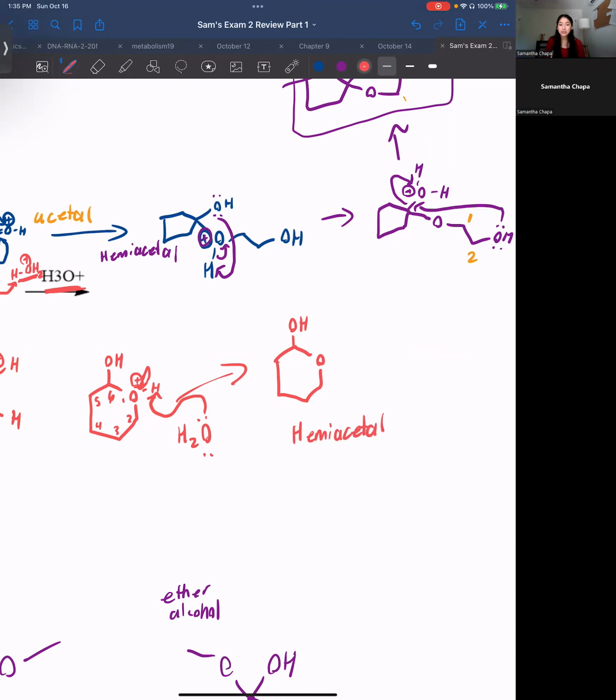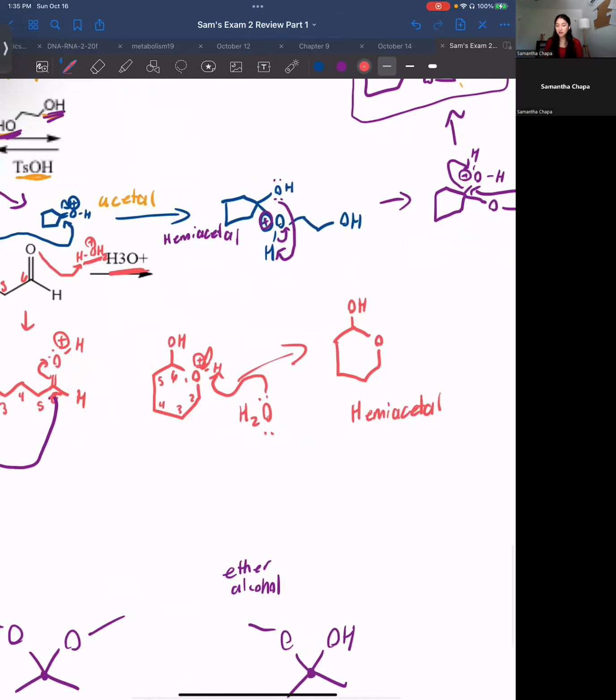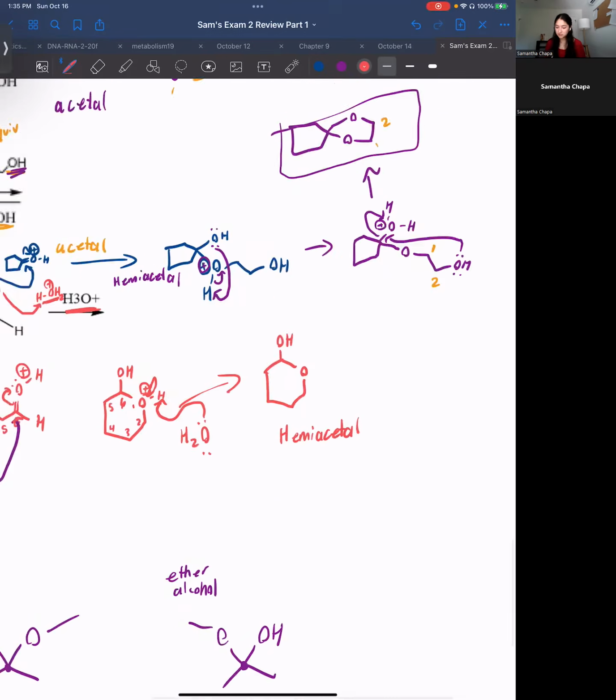Again, what you should notice is this compound only had 1 alcohol in it. We only reacted it with 1 alcohol, so we made a hemiacetal, not a full-on acetal. If there would have been 2 equivalents of an alcohol, then we would have made an acetal.